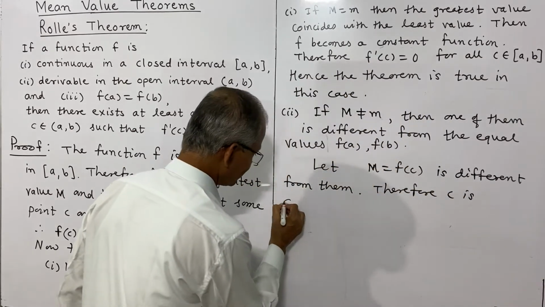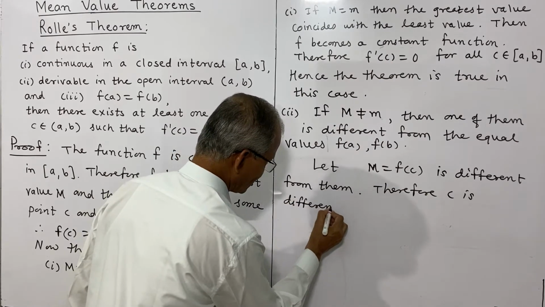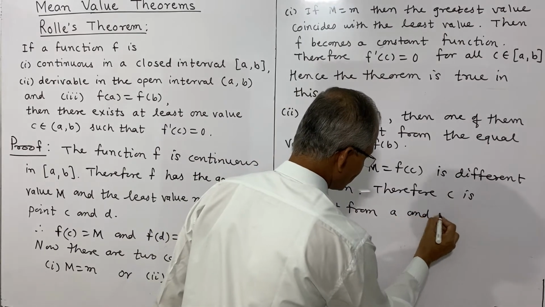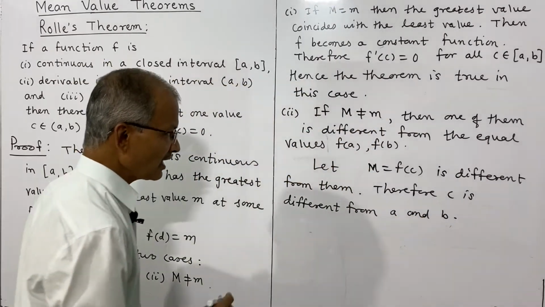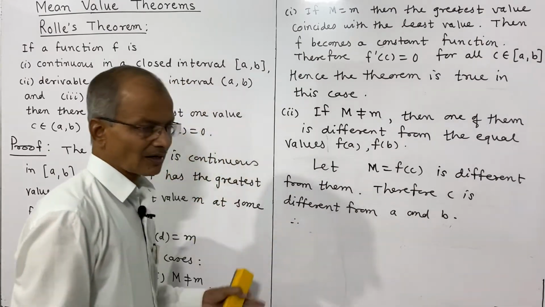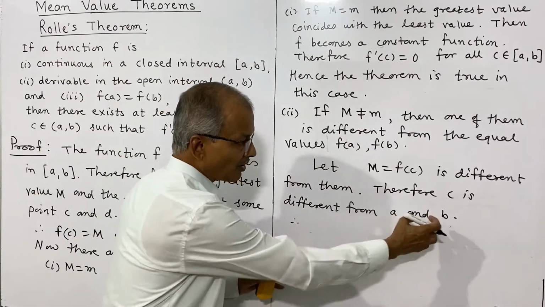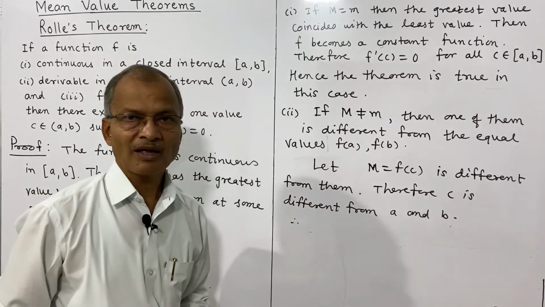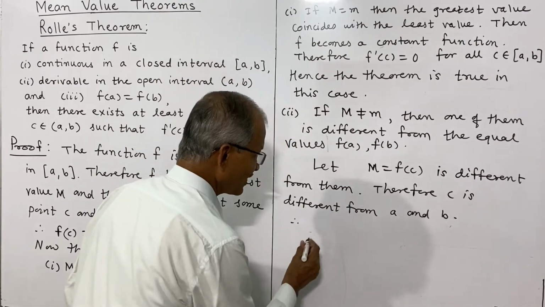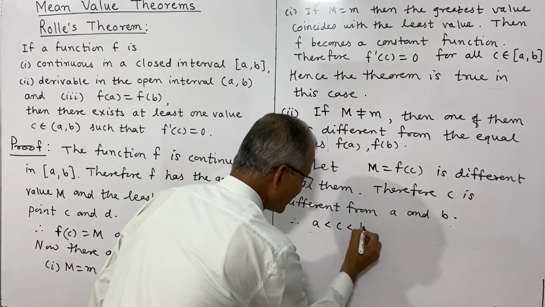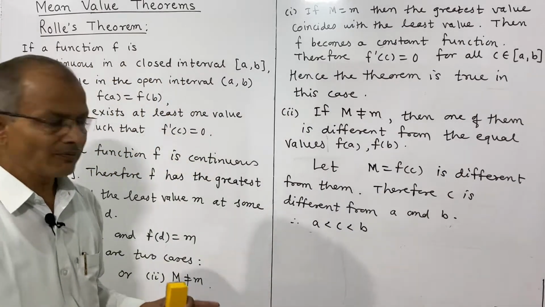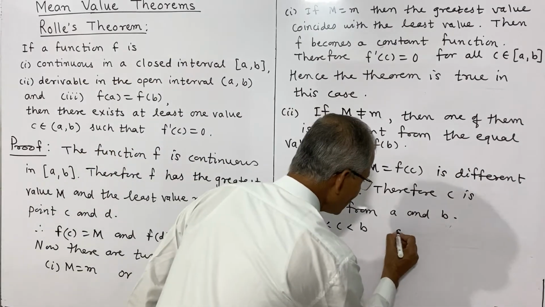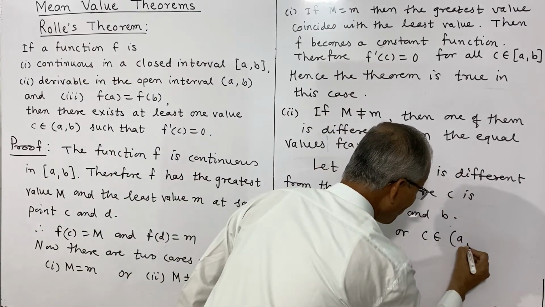c is different from a and b, and therefore c lies between a and b, but different from a and b, which means c is not equal to a and c is not equal to b, but c is in between a and b. So we can write a is less than c is less than b. It is an intermediate value between a and b, but not equal to a, not equal to b. Or c is in the open interval a b.